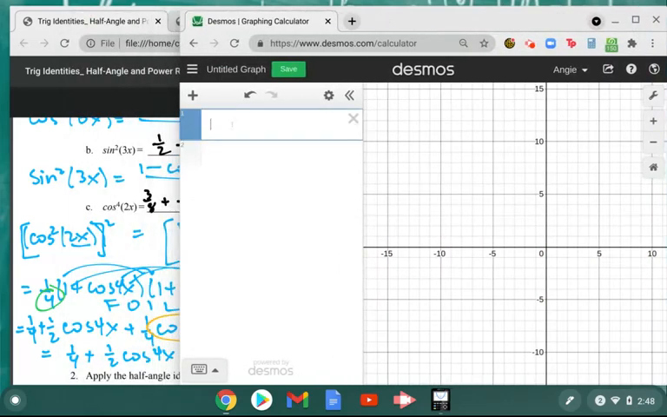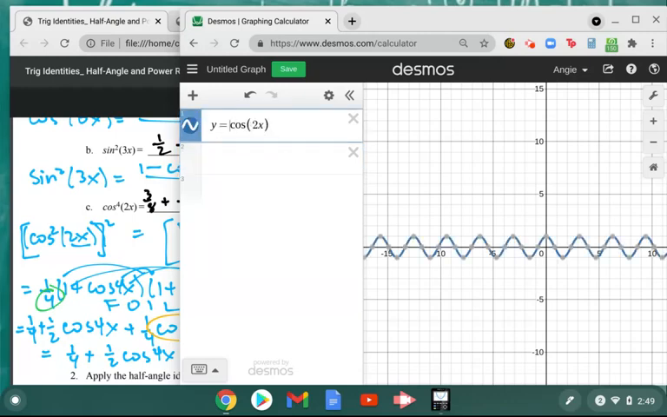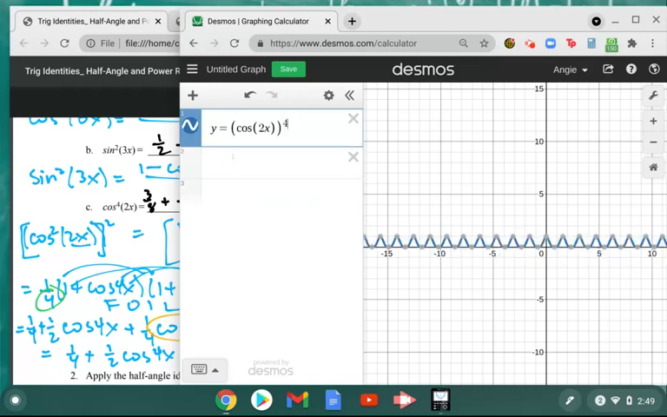And I want to start by typing in that original function, y equals cosine to the 4th 2x. Now it gives me a warning, and if I click on that warning, it says only cosine to the 2nd power and cosine to the -1, which would be cosine inverse, are supported. Otherwise, use parentheses. So I need to change this and use parentheses. So parentheses there, parentheses here, all to the 4th power. Okay, that's the function that I'm looking to recreate.